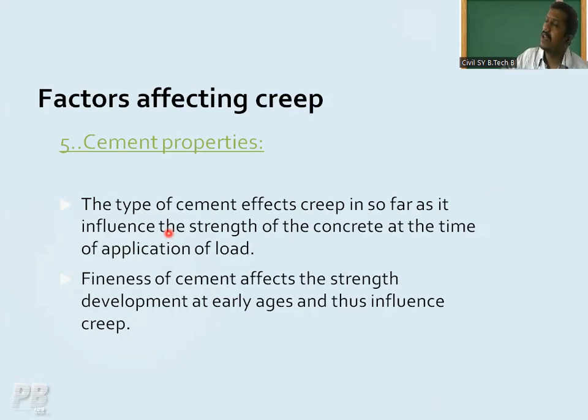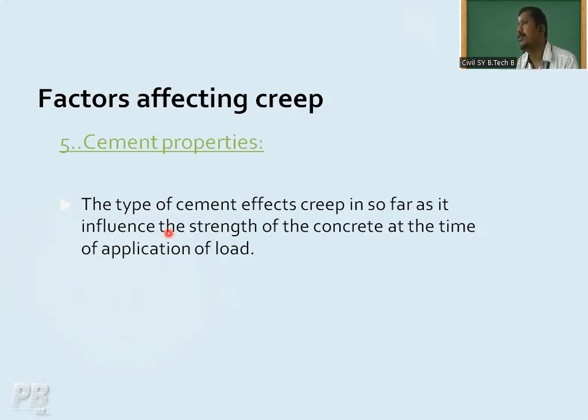Why we are always preferring to use OPC 53 grade cement? Because OPC 53 grade cement, at the end of 28 days, the strength of that cement mortar is more than 53 MPa. If you are using OPC 43 grade cement, the strength of cement is more than 43. So which one you prefer as far as strength is considered? Definitely we will prefer OPC 53 grade, correct? Because it is having more strength. So if you are using that cement, there will be very less creep. The intensity or the magnitude of creep is very less with respect to the age of concrete.